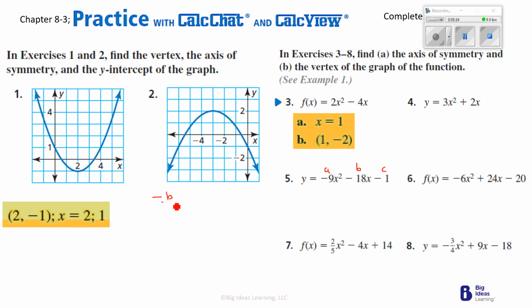Negative B divided by 2A. So now we have a negative sign, and B this time is going to be negative 18. So I'm going to put a negative 18 here. Then we got a negative 9 on the bottom, so this is 2 times negative 9.